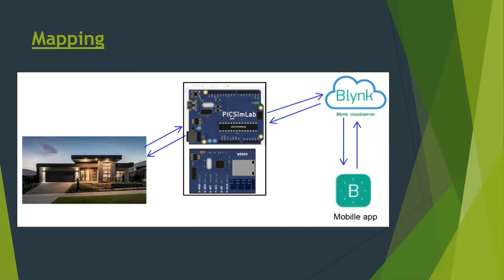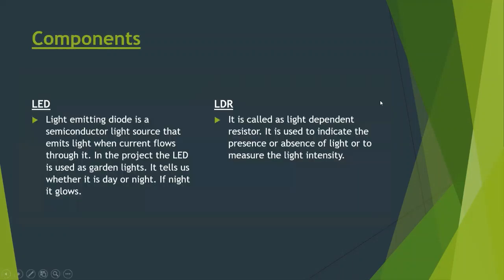So moving forward, we have the components of our project. That is LED. LED is light emitting diode. It is used as garden lights and it tells whether it's day or night. If night, it glows, otherwise it will be off. And second, we have LDR. It is called light dependent resistor. It is used to indicate the absence and presence of light and also used to measure the light intensity.